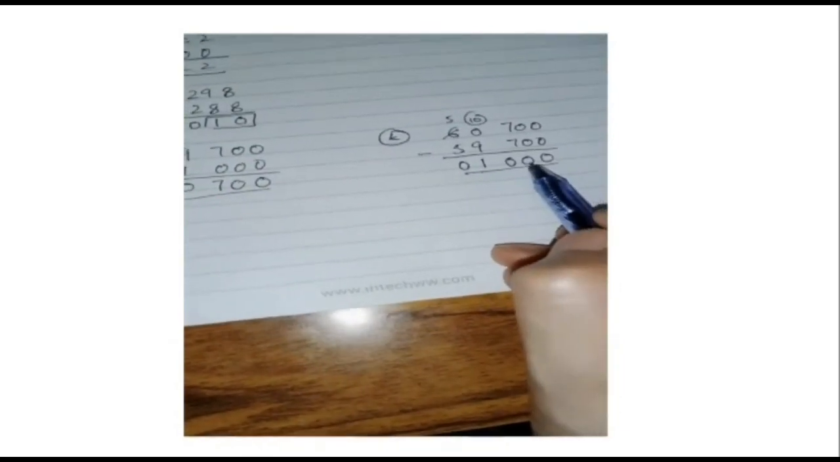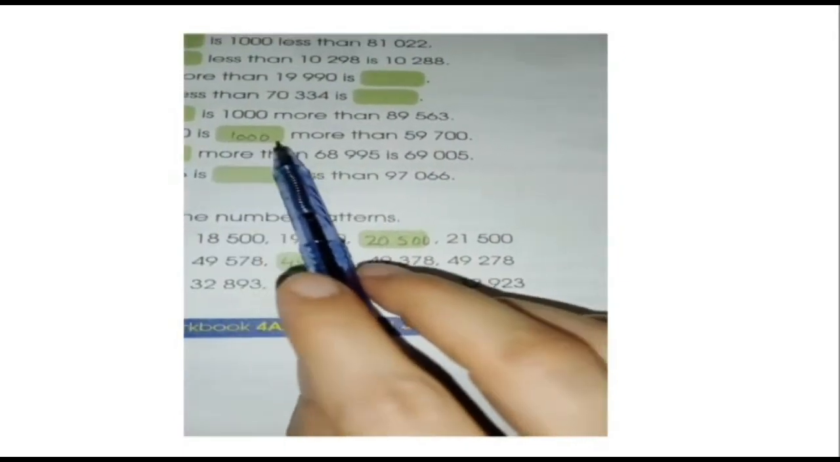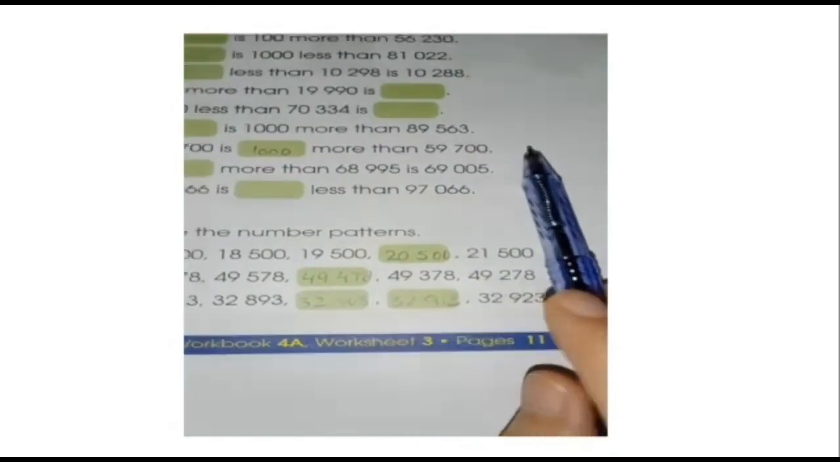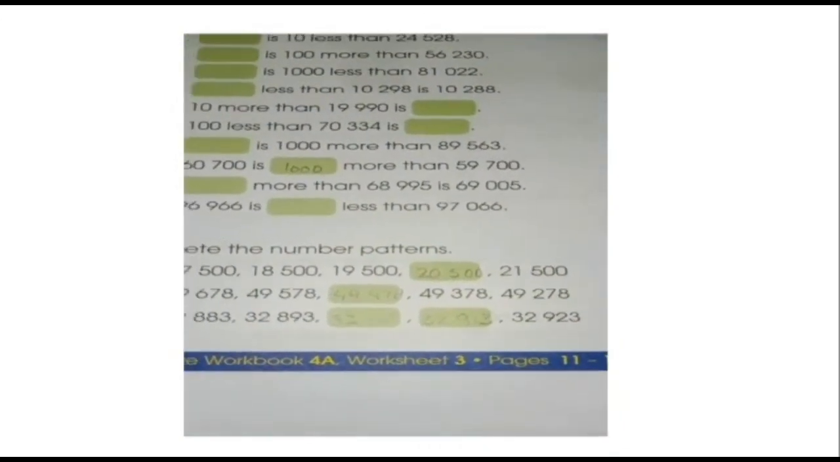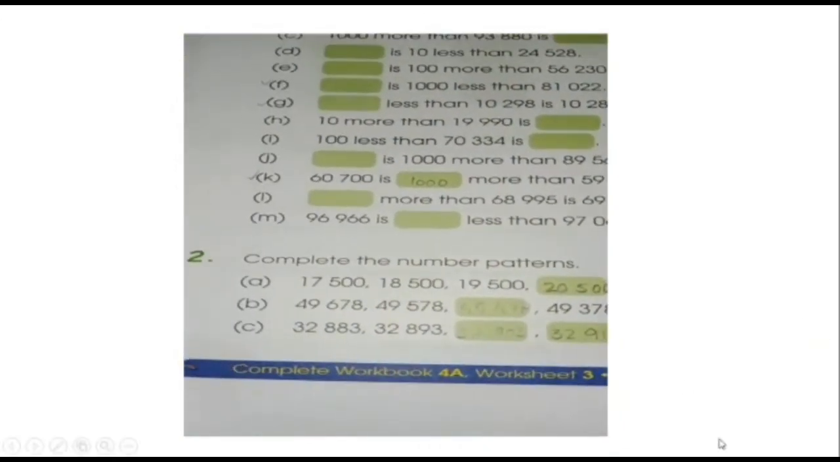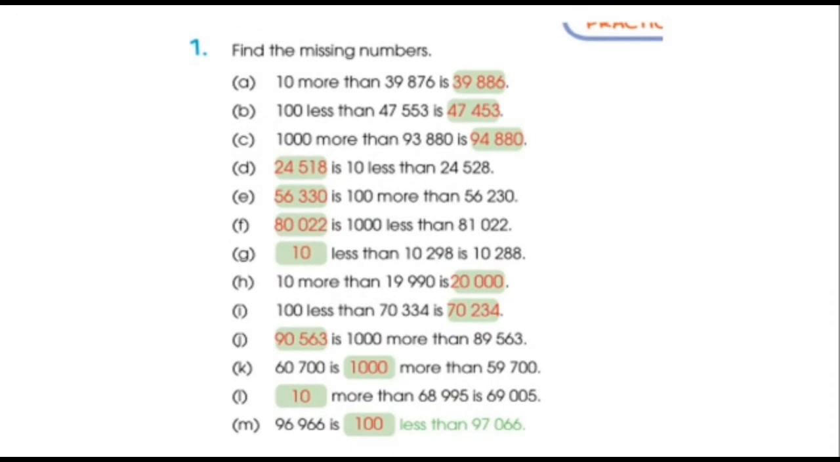तो इससे हमें पता चलता है कि अगर आप 60,700 में से 59,700 को माइनस करें तो you can also get your answer कि 60,700 is 1,000 more than 59,700. Okay, so now let's move to the next part. And first let's check the answer. Now you have to solve this question number 1 yourself, and then you can check your answers in this video. All the answers are given from part number A to part number M.